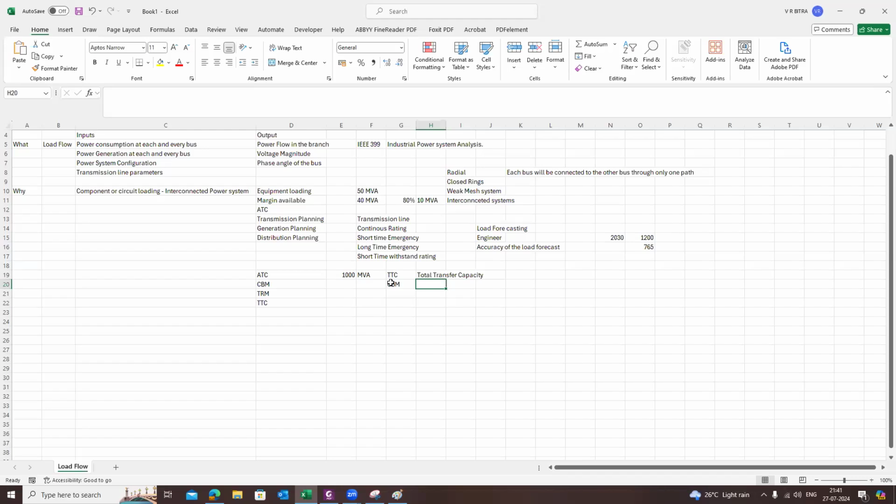Okay. Now, what is the CBM? Any idea? This is called the capacity benefit margin. And TRM is nothing but the transmission reliability margin. And of course, in addition to that, you may have one more terminology, which we will call transmission commitments.